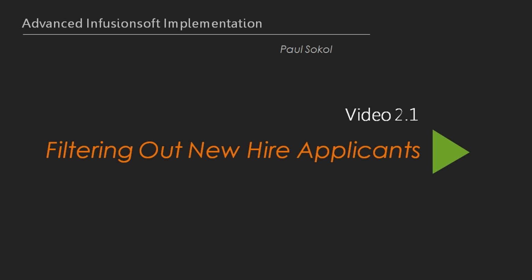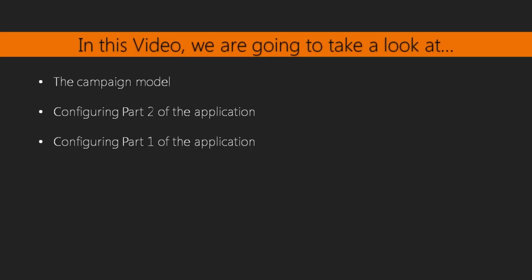The idea behind this recipe is to position the initial application submission as a two-step process where the applicant has to confirm their email address in order to reach step 2. So we're going to look at the campaign model for that, and then look at configuring part 2, and then we're going to do part 1. We're going to build backwards, and it'll make sense why as we build the model.